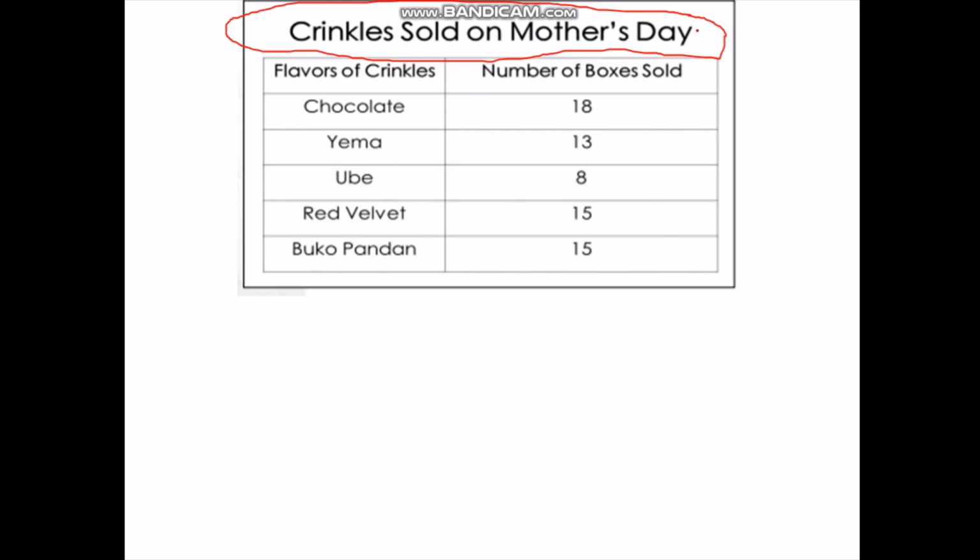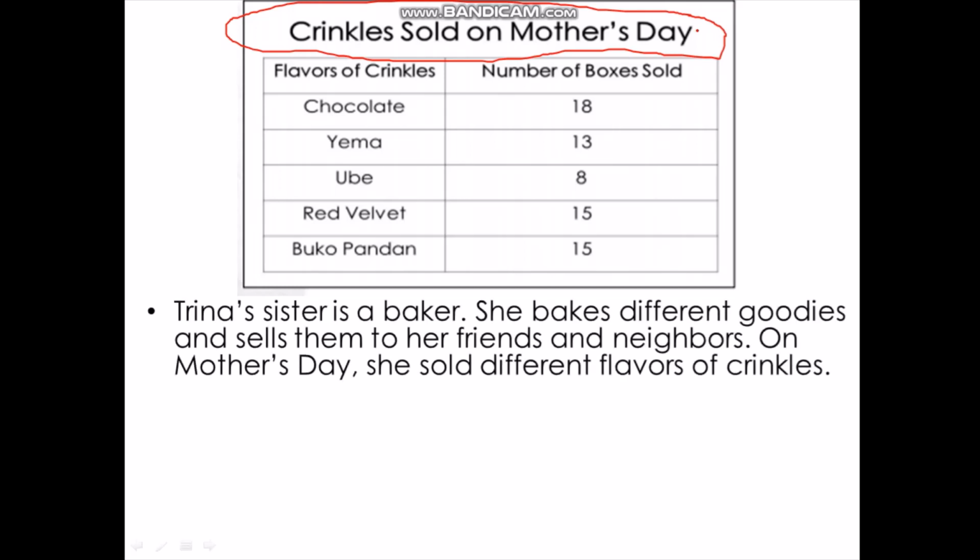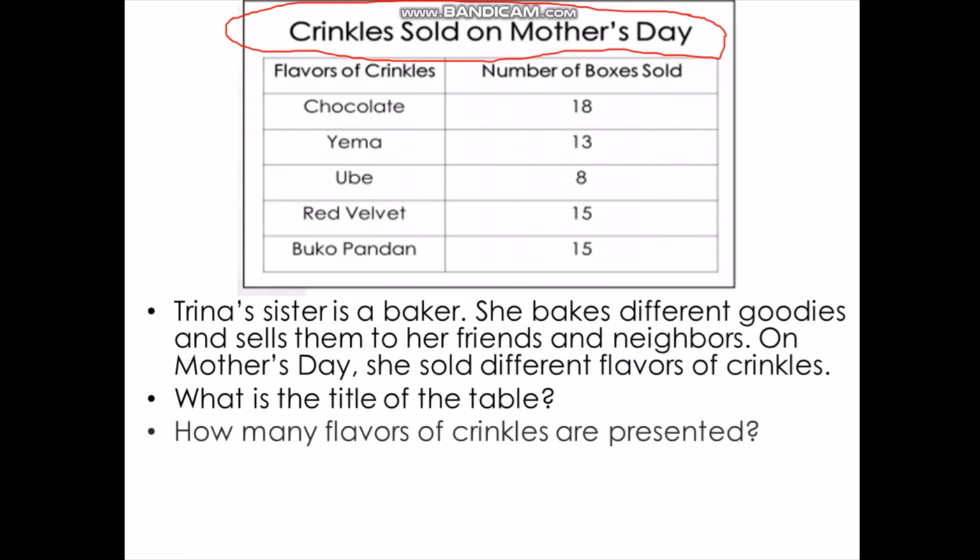Buko pandan, 15 boxes. So, Trina's sister is a baker. She bakes different goodies and sells them to her friends and neighbors. On Mother's Day, she sold different flavors of crinkles. So, what is the title of the table? Good job. The title of the table is Crinkles Sold on Mother's Day. Now, how many flavors of crinkles are presented? How many flavors?